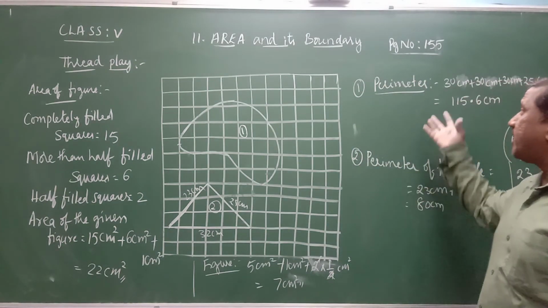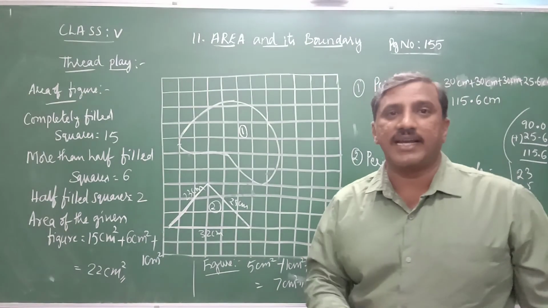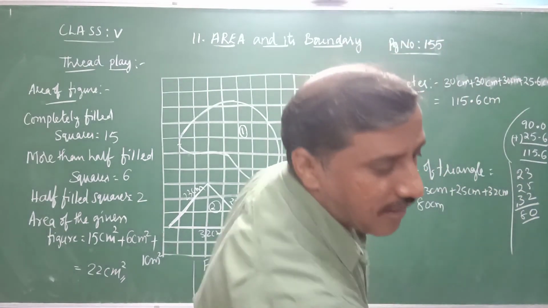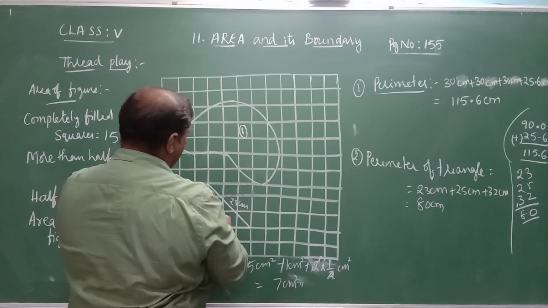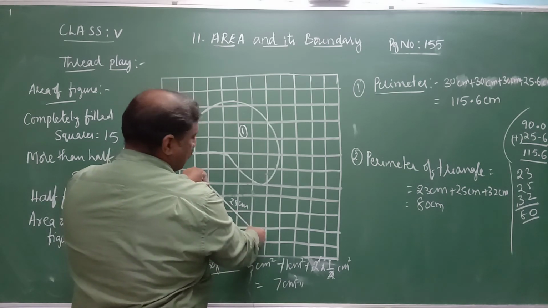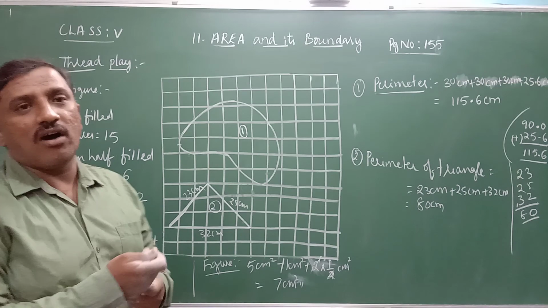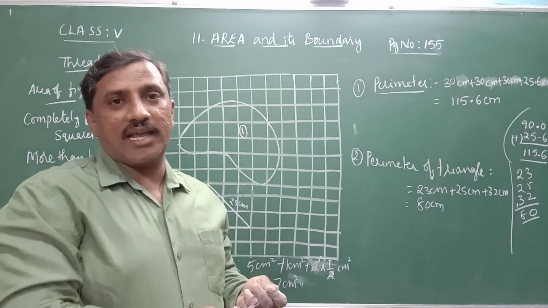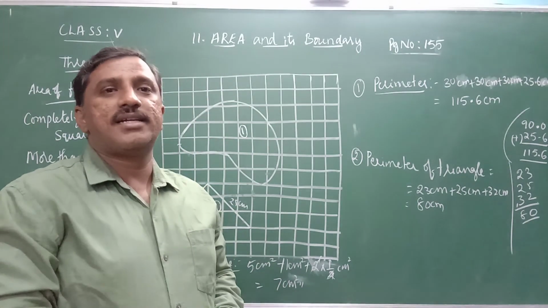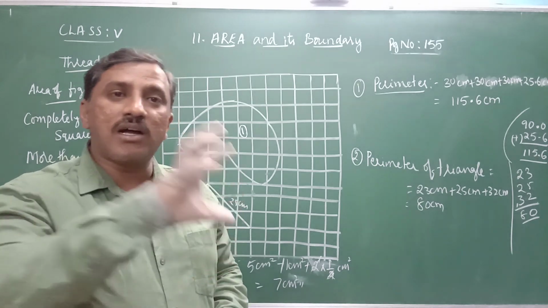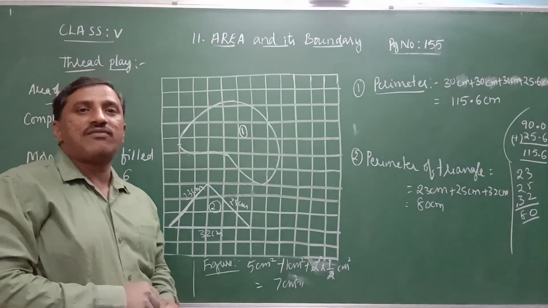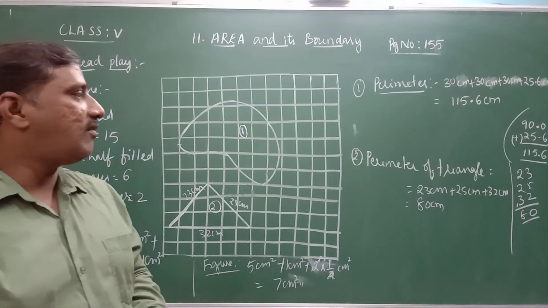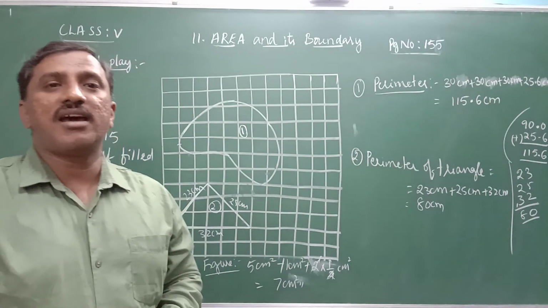Similarly, how do we find its perimeter? By using the thread. As I have shown you, we should place the thread over the irregular shape. Placing the thread on the boundary line of that irregular shape, and by measuring the length of that thread or rope which we used, we will find the perimeter of the given irregular shapes.